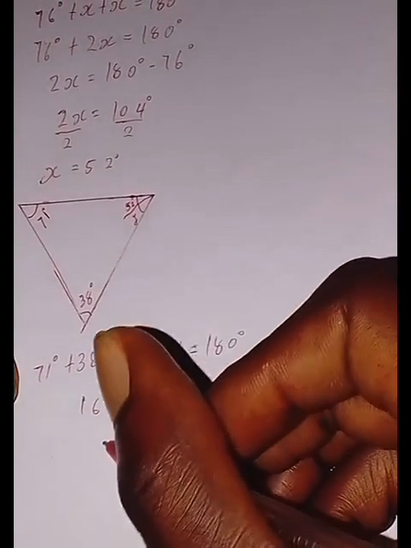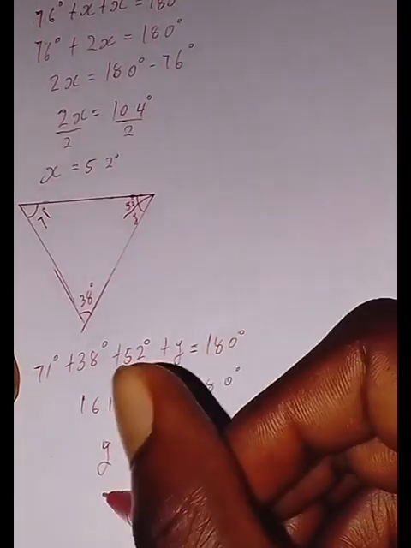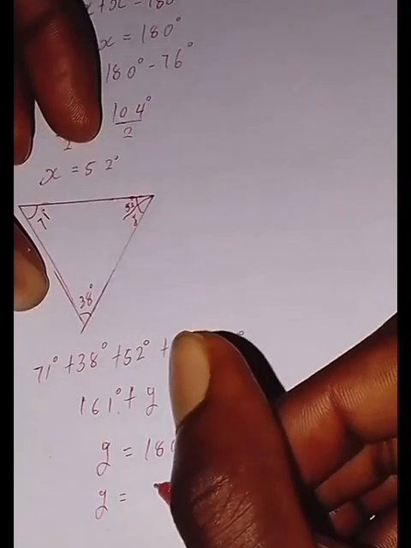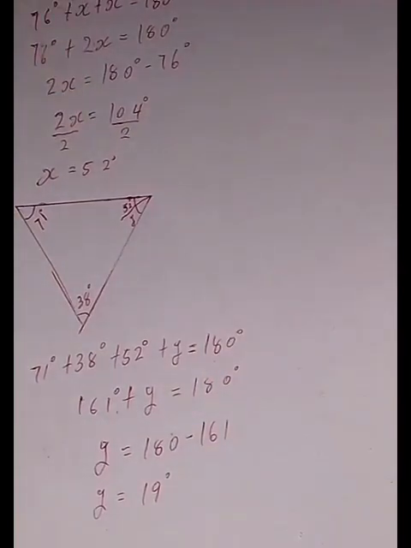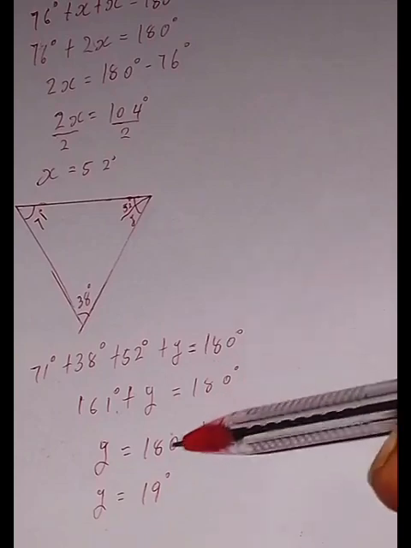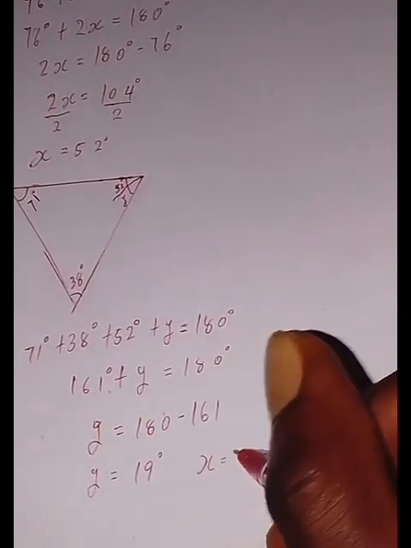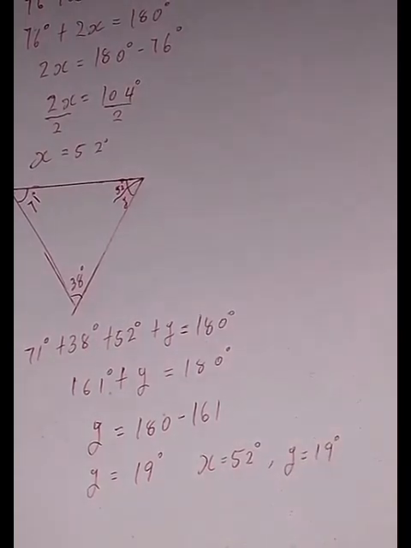So from here, y equals 180 minus 161. So y here becomes 180 minus 161 degrees. That should give us 19 degrees. So we have gotten our y to be 19. So it means x equals 52 degrees and y equals 19 degrees. So that's the answer.